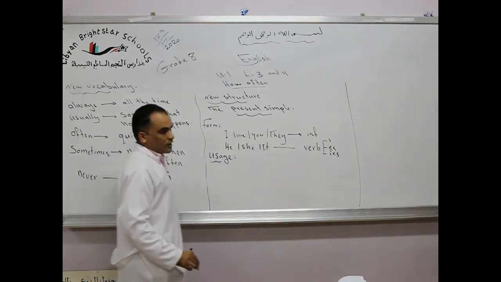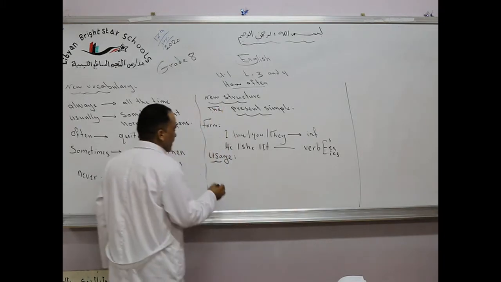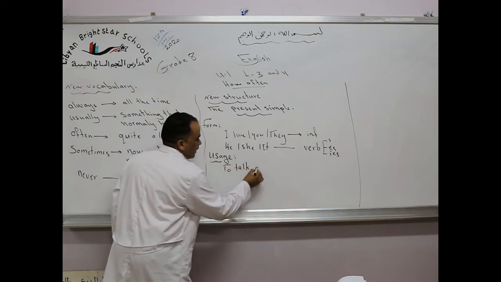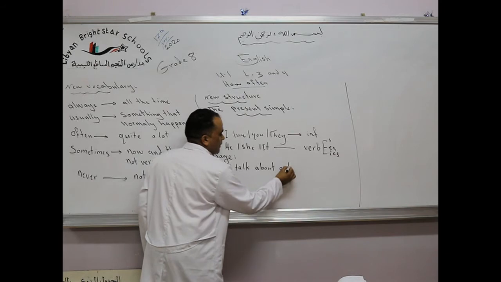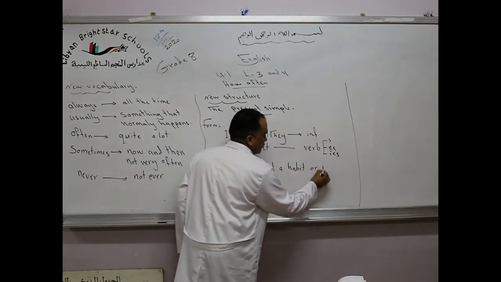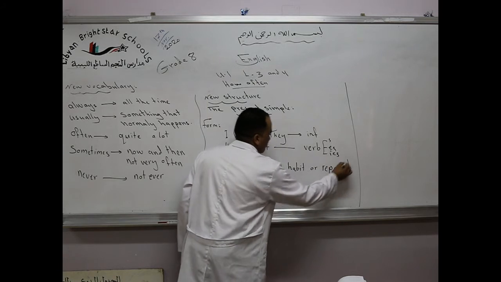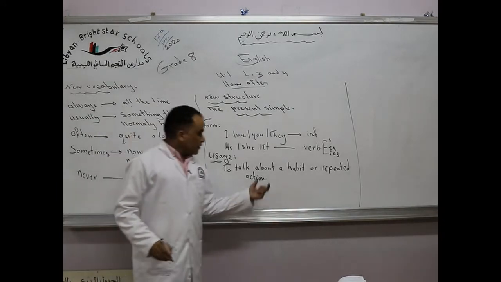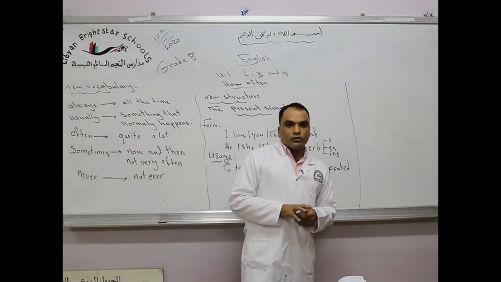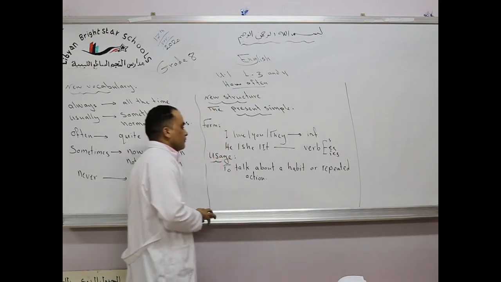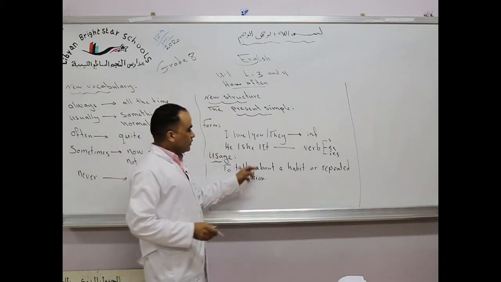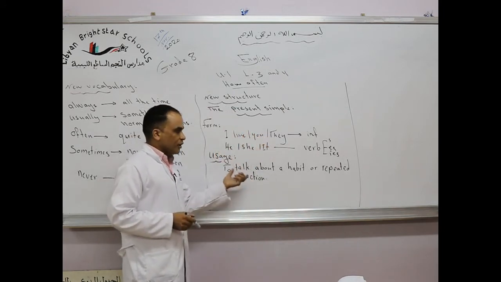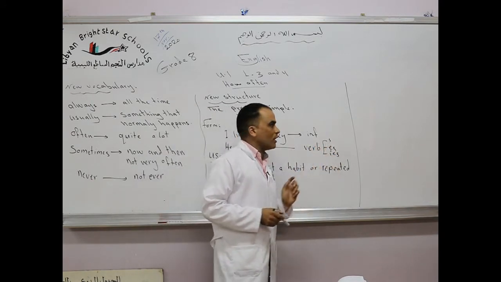The present simple usage: we use the present simple to talk about a habit or repeated action, and about our daily routine. Form: I, we, you, they, the infinitive form. He, she, it, followed by verb plus s, es, or ies.